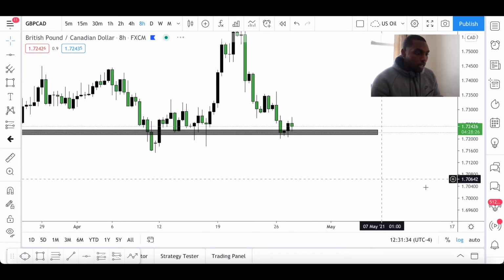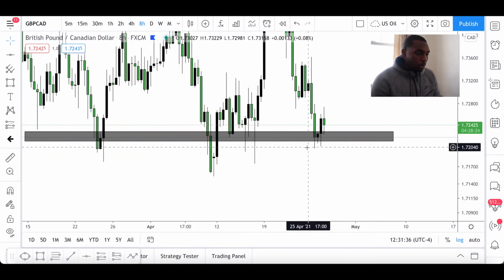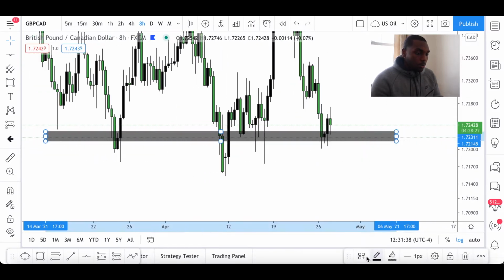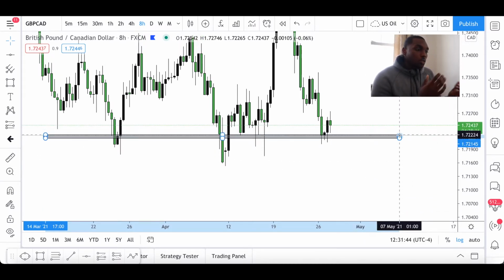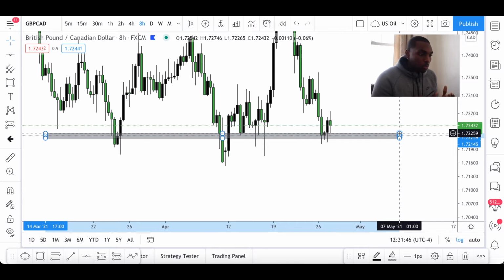So now I'm going to go on the 8-hour, and as you see, price has been holding here. Price has been showing support at this area, so this is good for me. This is good recognition, because I know on the monthly it was holding support, on the weekly it was holding support, and on the daily it's all making sense on every time frame.